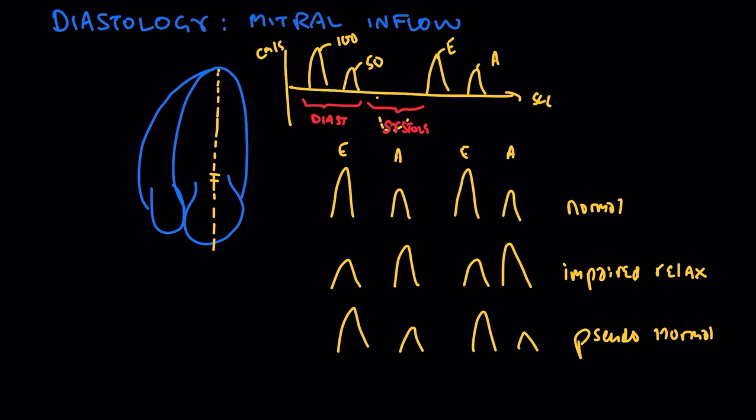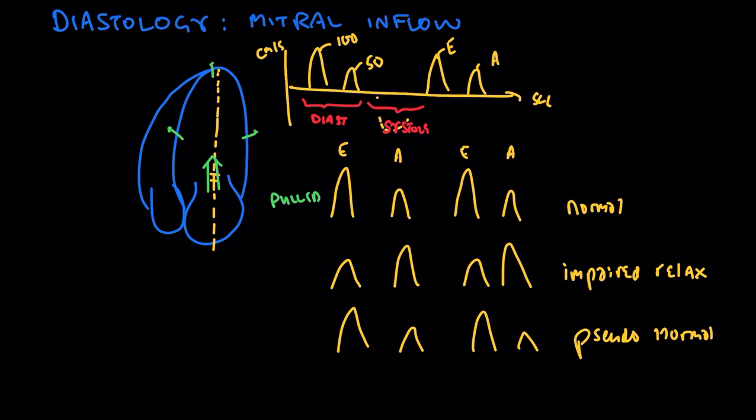But the way I think about this normal is that here we have blood being pulled in. You have a healthy left ventricle that is able to expand nicely. The ventricle expands and blood is pulled in. And that's why you have a good amount of early blood flow, and then you have some additional late blood flow in the A wave.